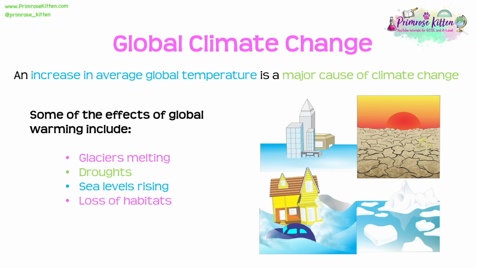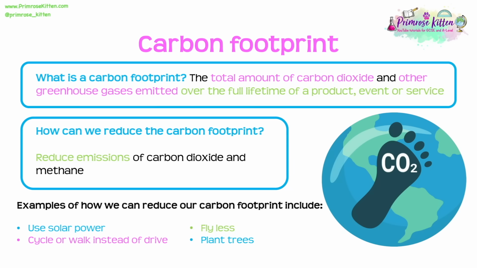We need to know some of the effects of global warming. So these include glaciers melting, droughts, sea levels rising, and also the loss of habitats. A carbon footprint is the total amount of carbon dioxide and other greenhouse gases emitted over the full lifetime of a product, event, or service. We can reduce the carbon footprint by reducing the emissions of carbon dioxide and methane.